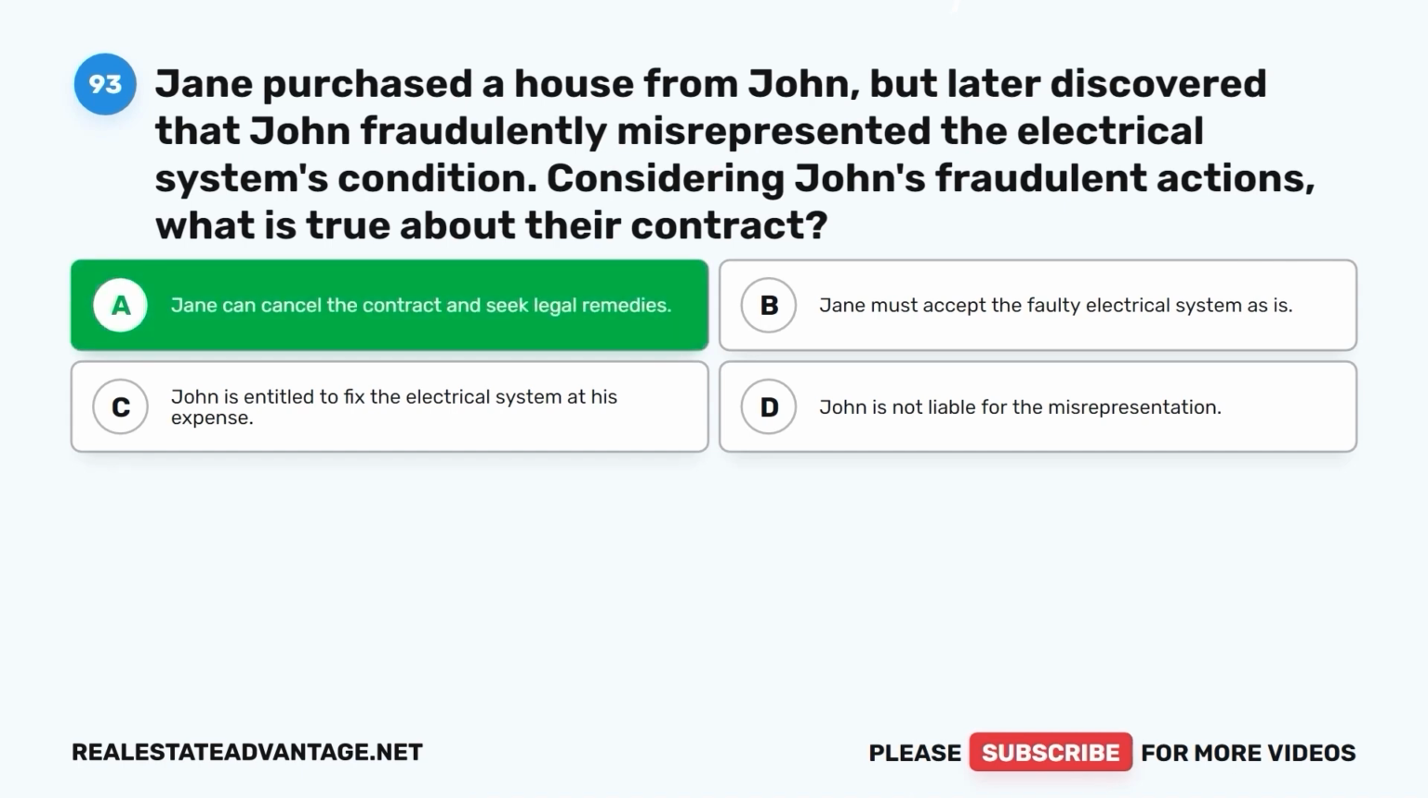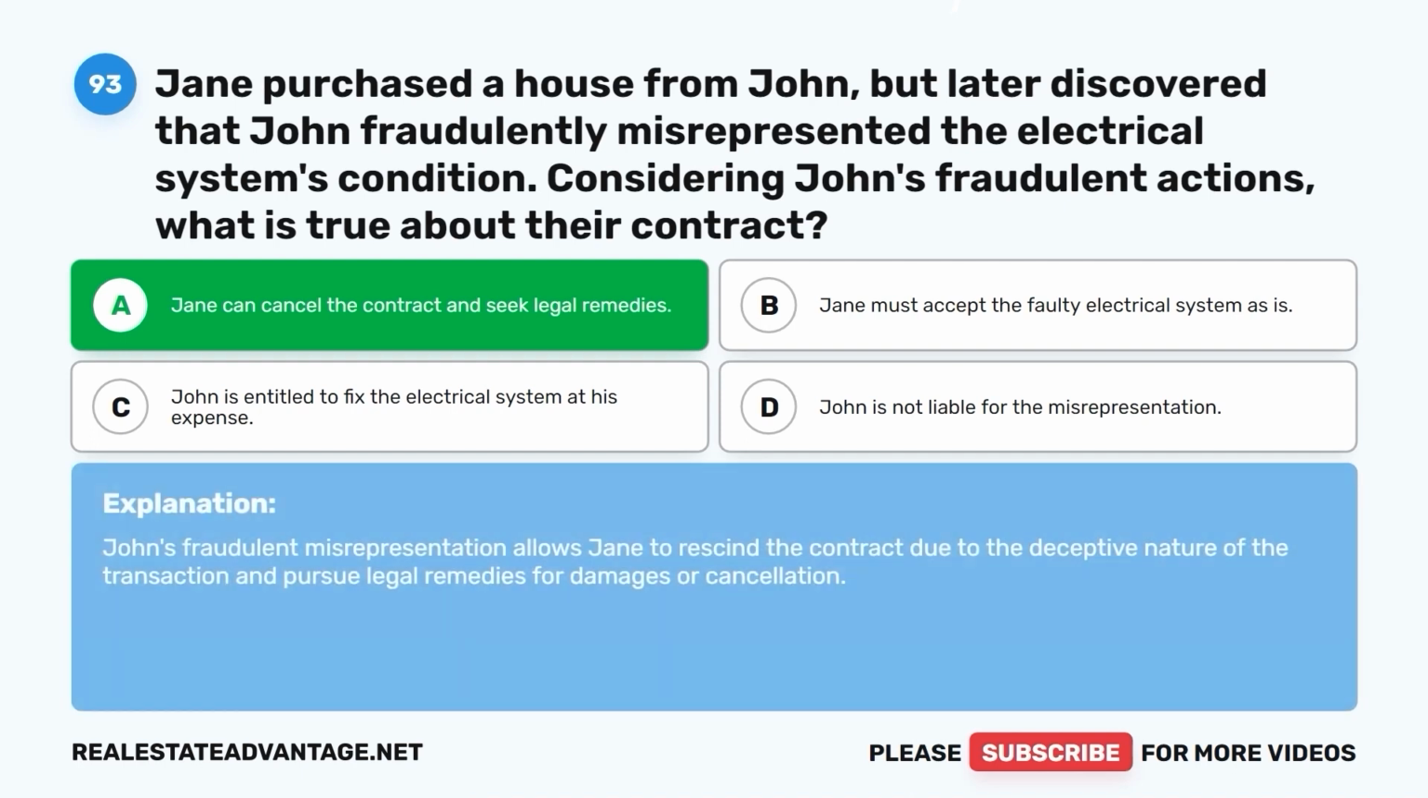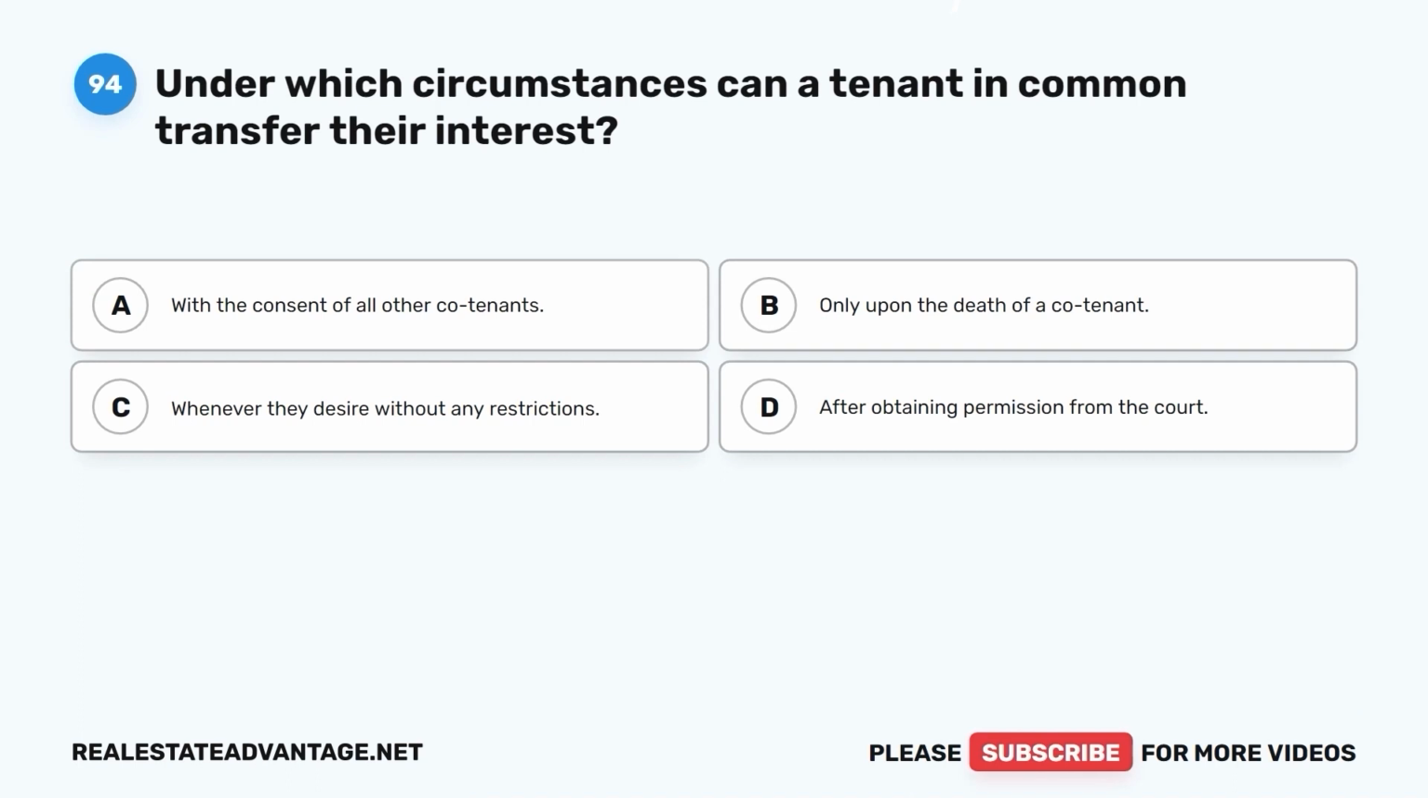Jane can cancel the contract and seek legal remedies. John's fraudulent misrepresentation allows Jane to rescind the contract due to the deceptive nature of the transaction and pursue legal remedies for damages or cancellation.